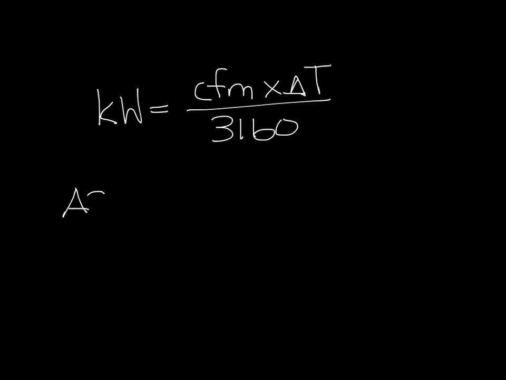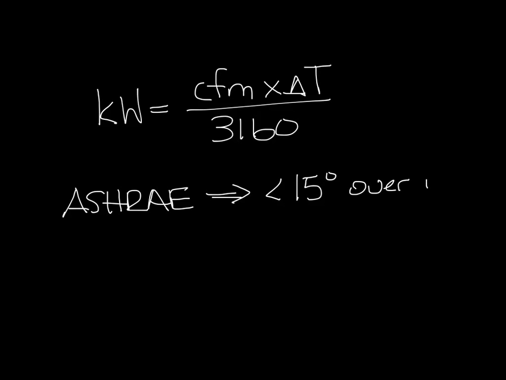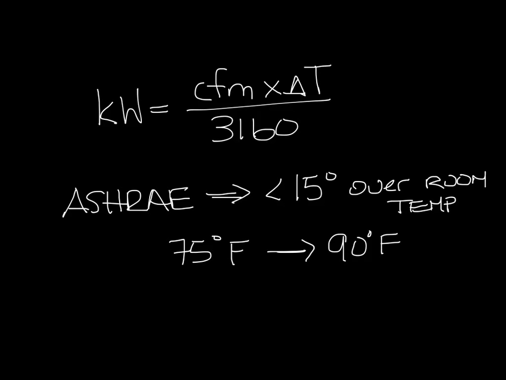Ideally, per ASHRAE, you don't want your heating supply temperature that's coming out of your diffuser to be greater than 15 degrees over room temperature. So for a 75-degree room, you want about 90-degree air coming out of the diffusers in heating. I'll talk about this a little more in a minute, but let's calculate the kW first.